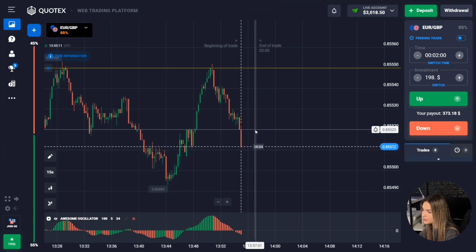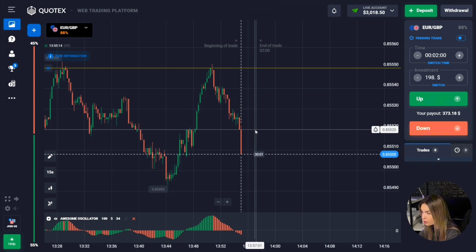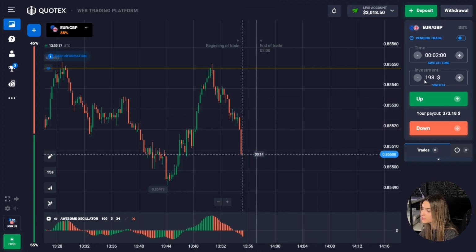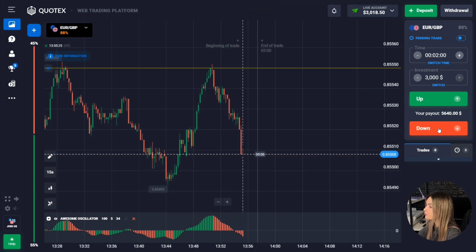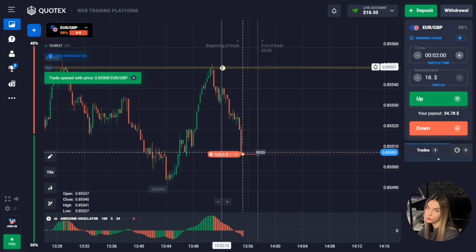Also at the moment we see that the price continues to move down. A confident impulse red candle is forming. We can try to open the next deal here. It's quite possible that the price will continue to move to the support level, which is below. Therefore, here we can try to open a deal for 2 minutes down.